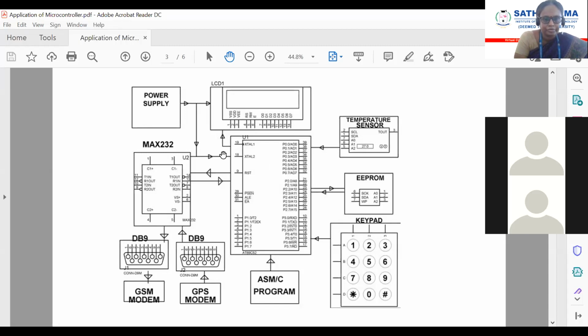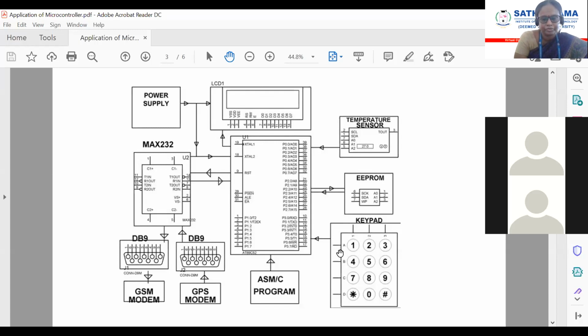LCD display means liquid crystal display, a flat panel display or other electronically modulated device. Temperature sensor. A temperature sensor is an electronic device that measures the temperature of its environment and converts the input data into electrical data and records, monitors or signals temperature changes. EEPROM means electrically erasable programmable read-only memory. It is programmable read-only memory that can be erased and reused.